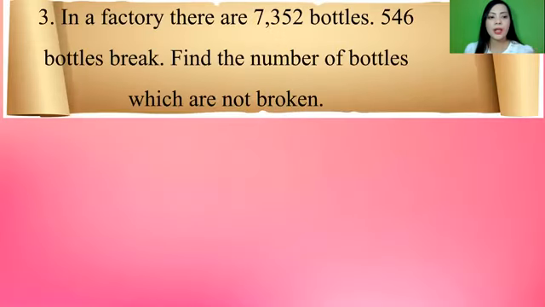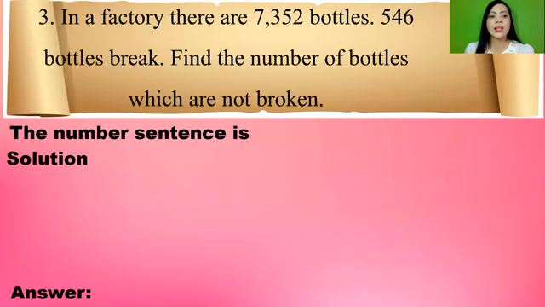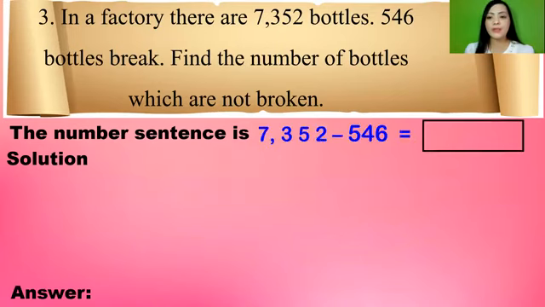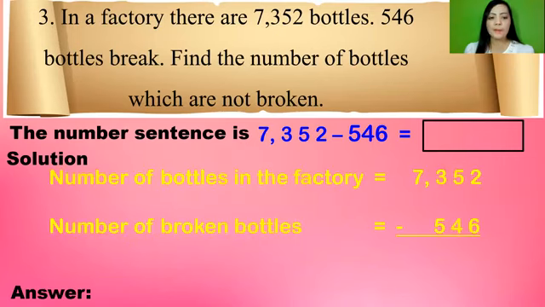Let's proceed to the process of how we are going to do it. The number sentence is 7,352 minus 546. The solution: number of bottles in the factory equals 7,352. The number of broken bottles is equal to 546. So look at the numbers. We have 4-digit numbers minus 3-digit numbers. So look properly at how it is arranged: the ones place, tens place, hundreds place, thousands place. So see to it that you arrange it properly.